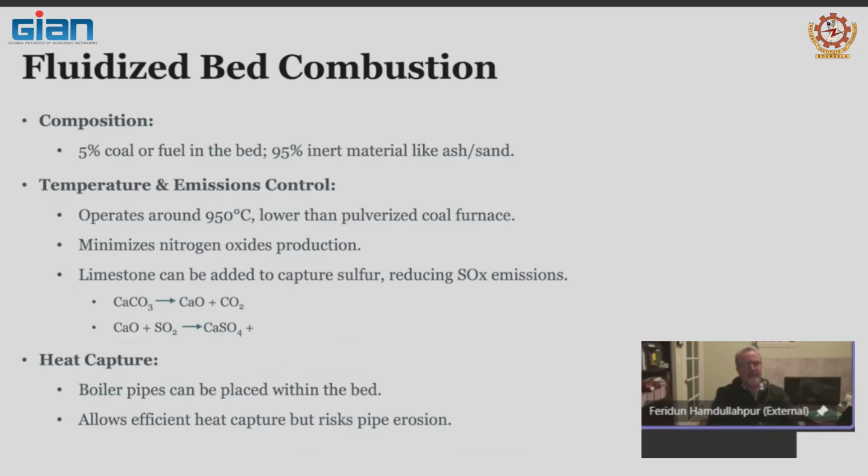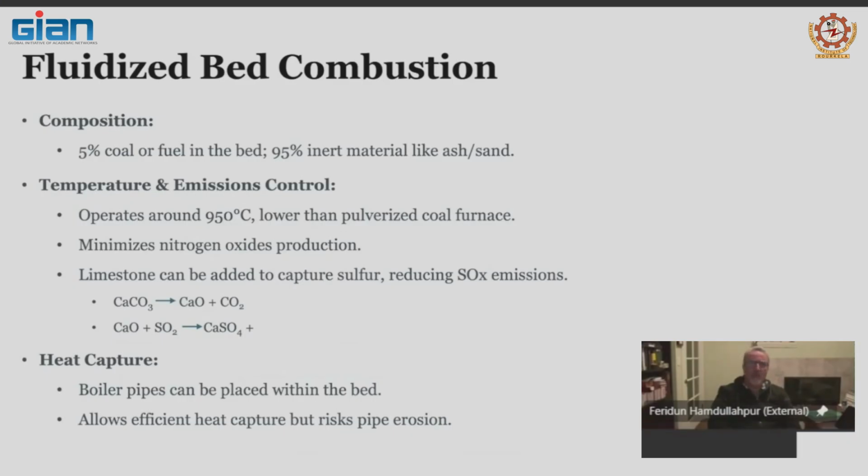These are all approximate. These are all based on experience. You use 5% coal to 95% inert bed material. In this case, it could be ash or sand. And we are talking about steady state operations around here. So again, lower temperatures than a pulverized coal furnace.